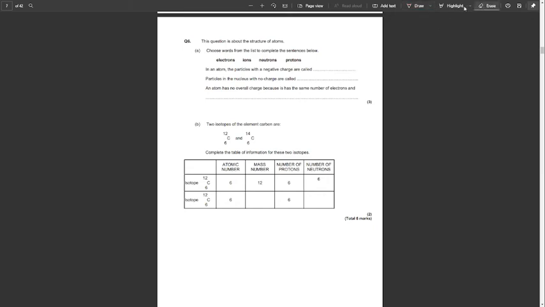Choose words from the list. Once again, choose words from the list. We've got a lovely list here. If you don't use the words from the list, you will not get the mark.